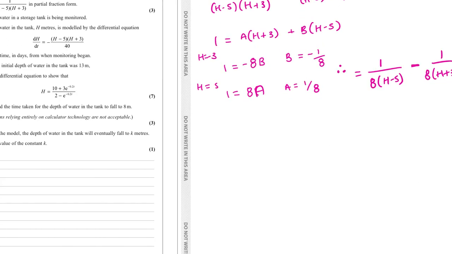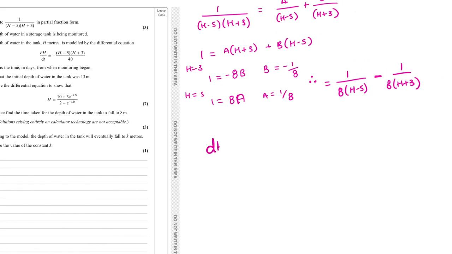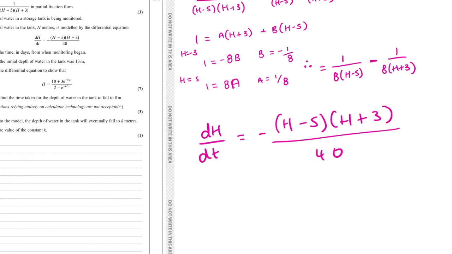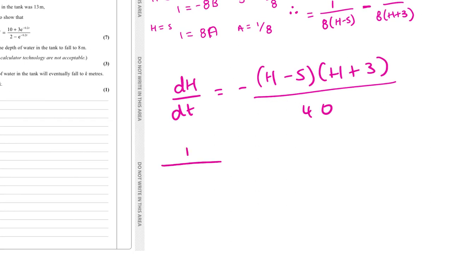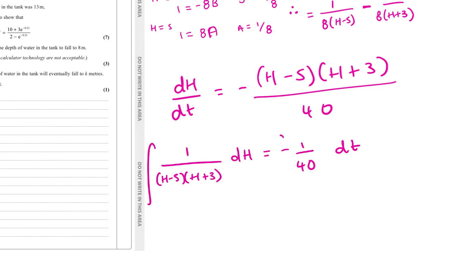So first of all, step 1. We're going to rearrange this to get h's on one side, everything else on the other. So first of all, if I bring this down, I'm literally going to have 1 over (h minus 5)(h plus 3) dh equals minus 1 over 40 dt. Okay? Now we're at this stage. We can integrate both sides. So why did we do what we did earlier? We did it so that we could integrate.